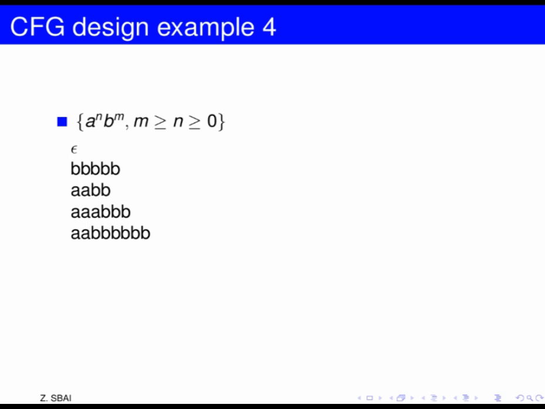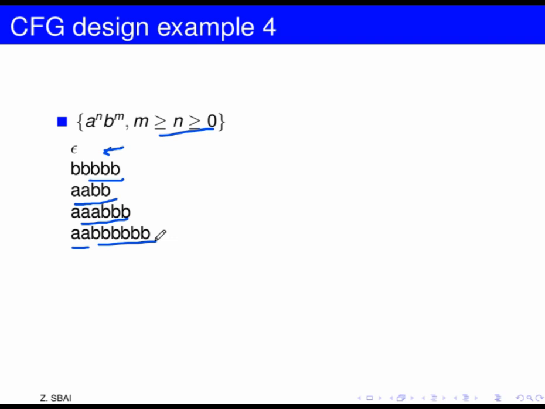Examples of the strings that can be generated: epsilon, since m may be equal to n and n may be equal to 0. Another example is a list of b's without any occurrence of a. Also, we may accept a list of a's followed by a list of b's where the letters have the same number of occurrences, like triple a, triple b, double a, double b, etc. And also we will accept, for example, double a followed by 6 b's.